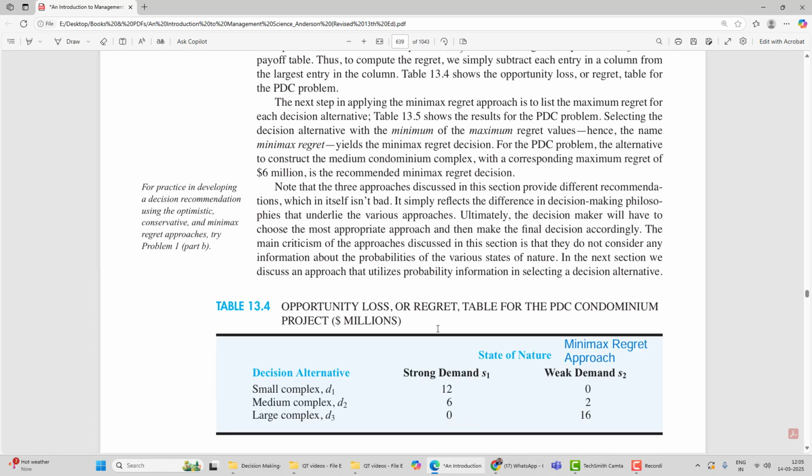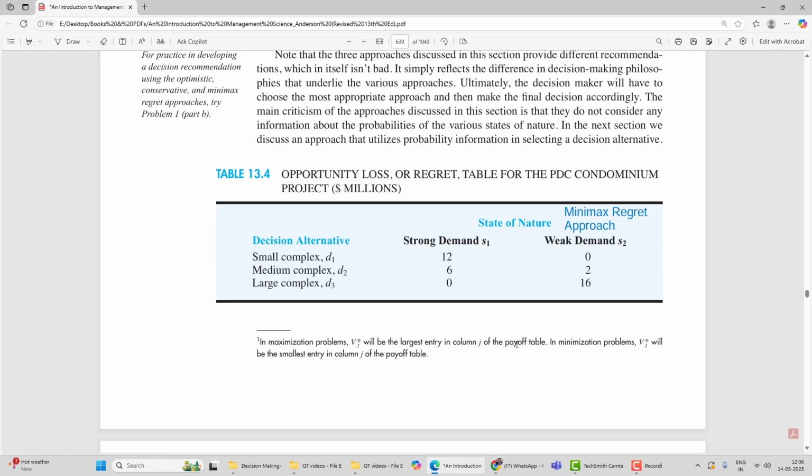The third approach is what is called the Minimax regret approach, or we call it opportunity loss or regret approach, or Minimax regret approach. So here the approach is like this, that the decision maker wants to ensure that once the reality occurs, they should have least regret of their decisions going wrong.